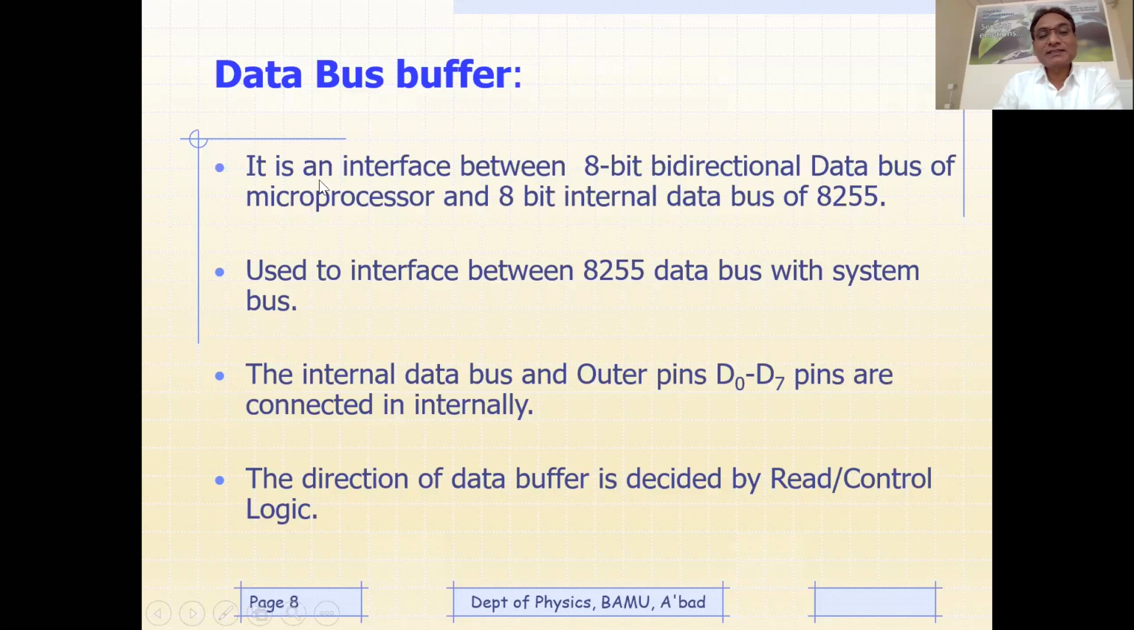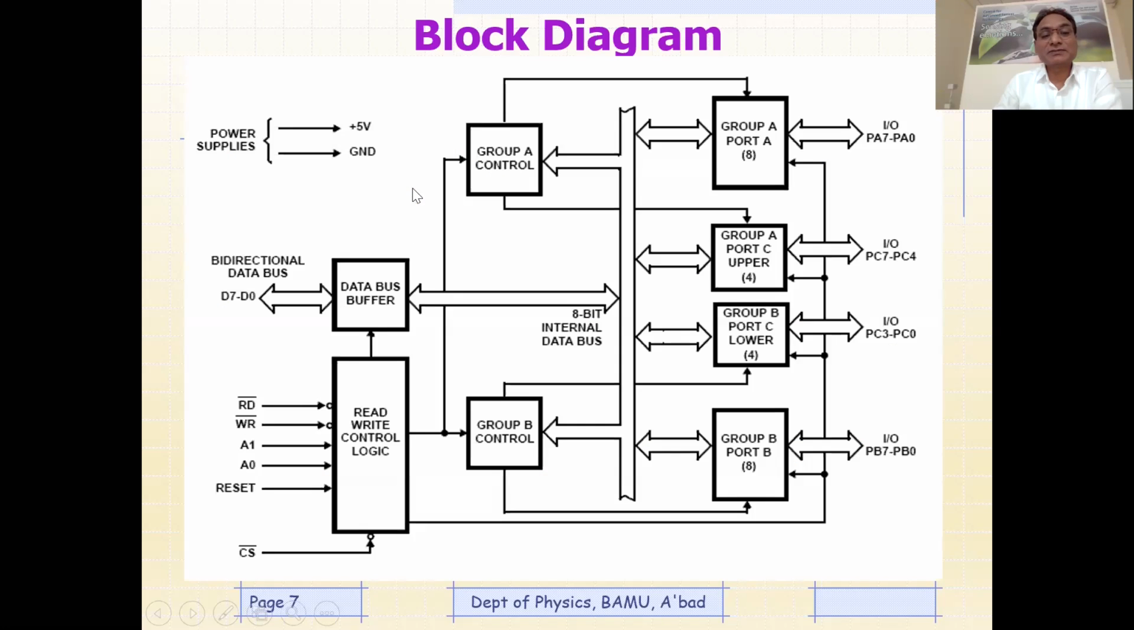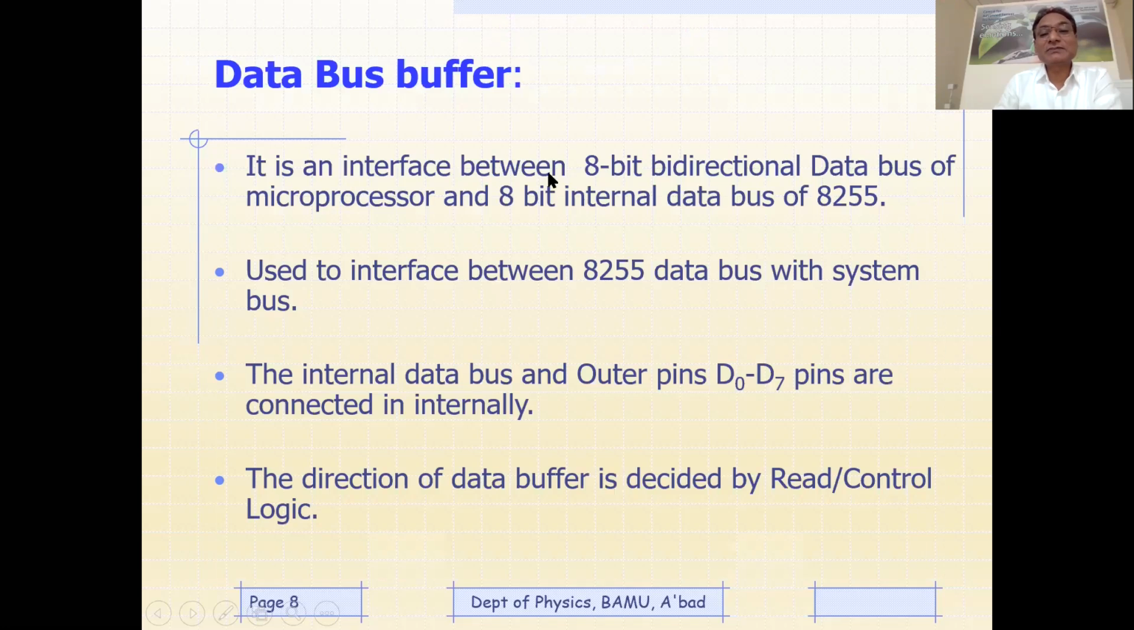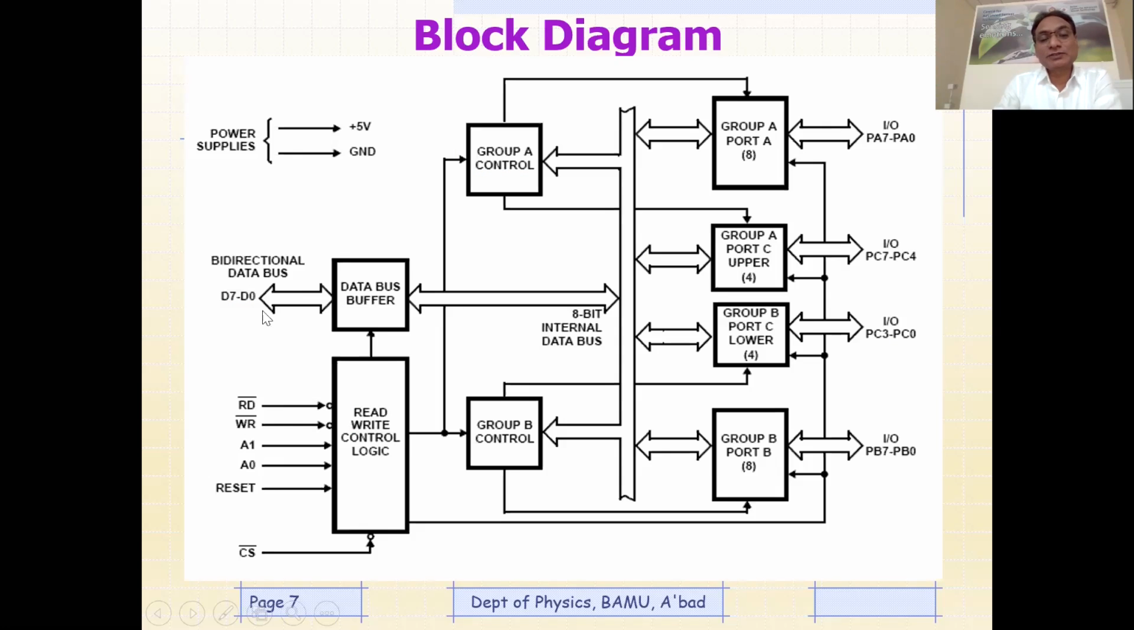Whatever I have explained is again a review of the same thing. What is the data bus buffer? It is an interface between the 8-bit bidirectional data bus of the microprocessor and the 8-bit internal data bus of the 8255. So this is the 8-bit data bus of the microprocessor.